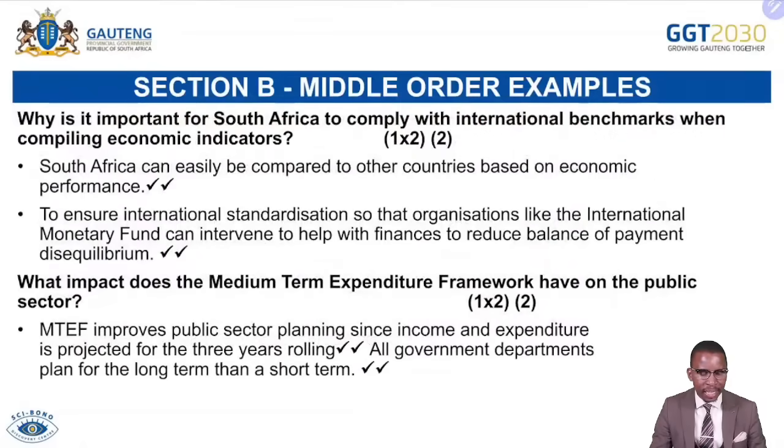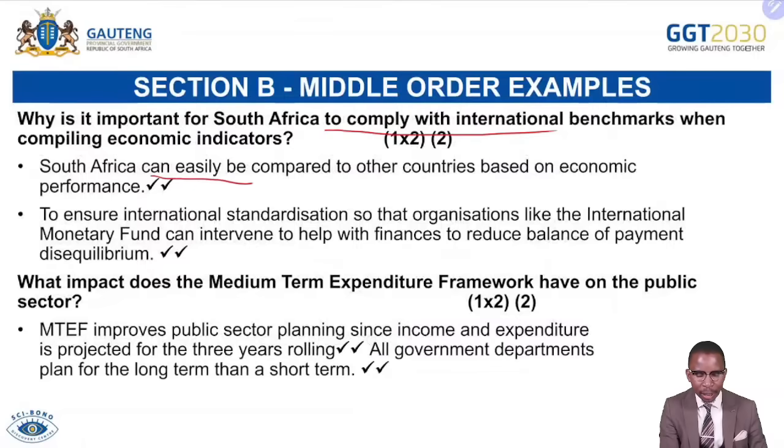Then we continue. Why is it important for South Africa to comply with international benchmarks when compiling economic indicators? Now we are on economic and social indicators. Why should South Africa comply with international regulations when compiling those indicators?